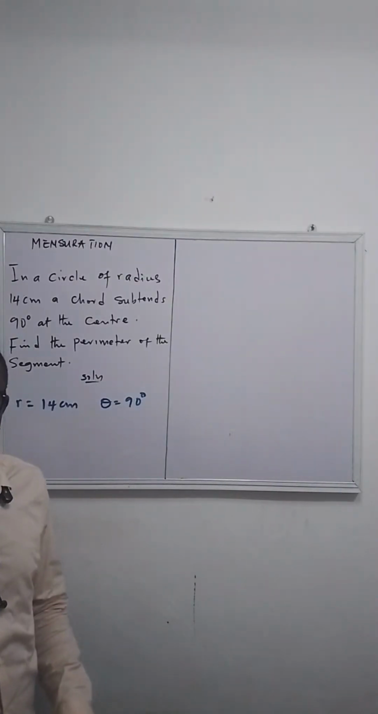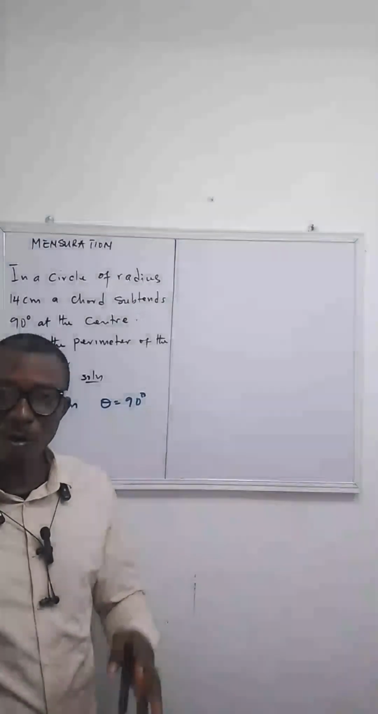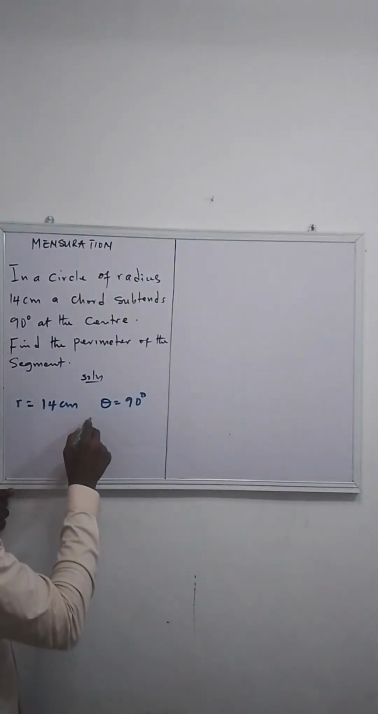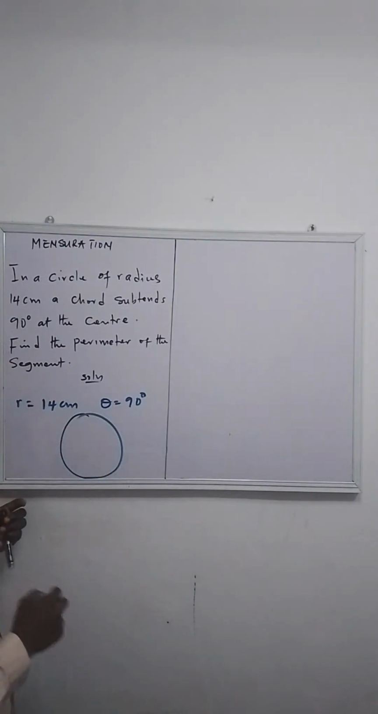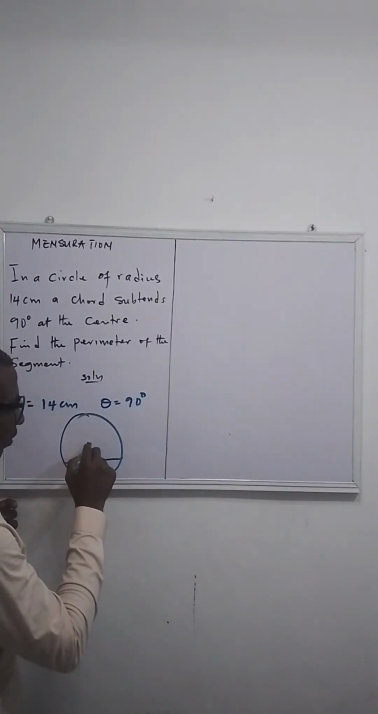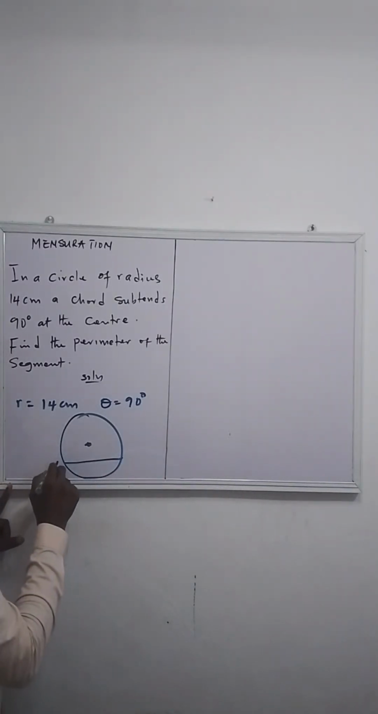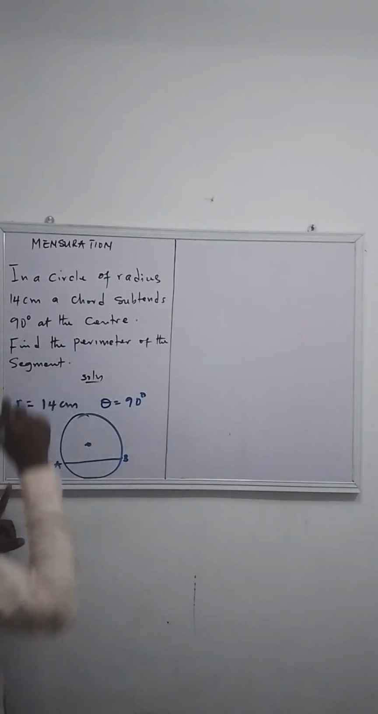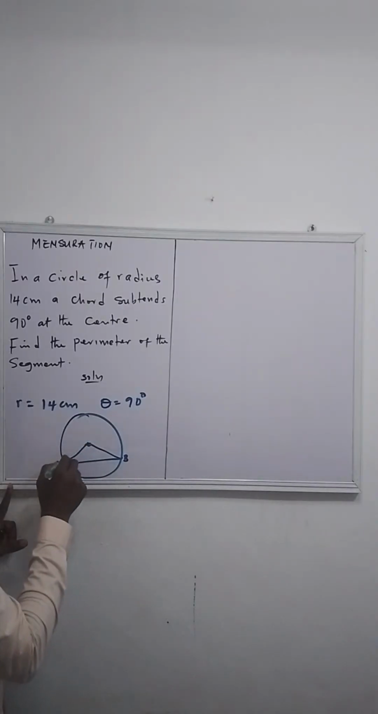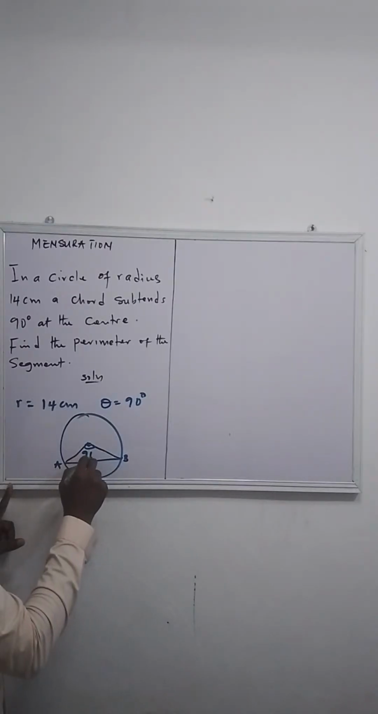Now let me quickly remind you what we call a segment. A segment is a fraction of the circle that is divided by a chord. Look at it: if we have a circle of this form and it is divided by a line, and this is the center of the circle, this is what we call a chord. So we can have a chord AB. In this question, we are told that this chord subtends an angle at the center of the circle, and this angle subtended at the center is 90 degrees.